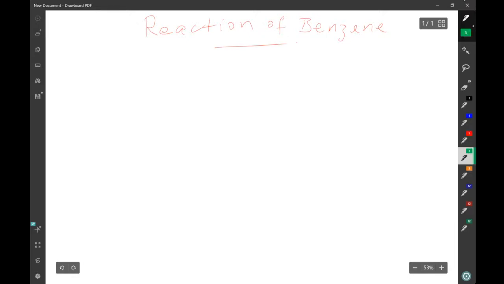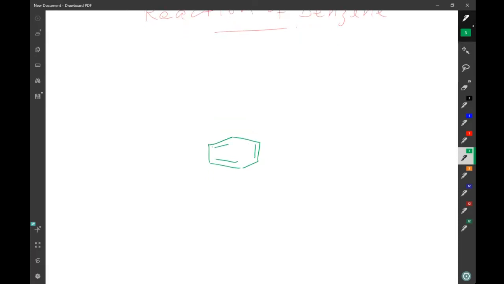As a general summary, if we have our benzene molecule over here, we know that benzene undergoes a specific type of reaction called electrophilic substitution reaction. That's the name of the reaction that benzene undergoes.